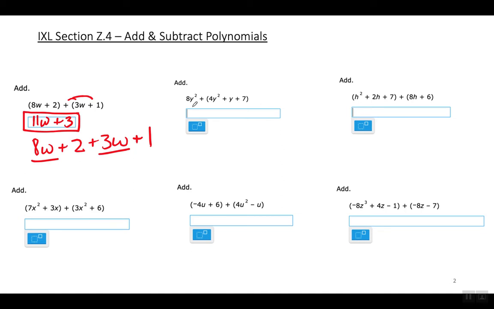This is very simple. On this one, 8y squared plus 4y squared is 12y squared. And then there's nothing to combine this with, so it just stays by itself.